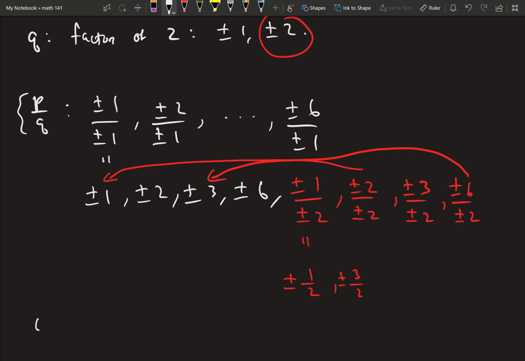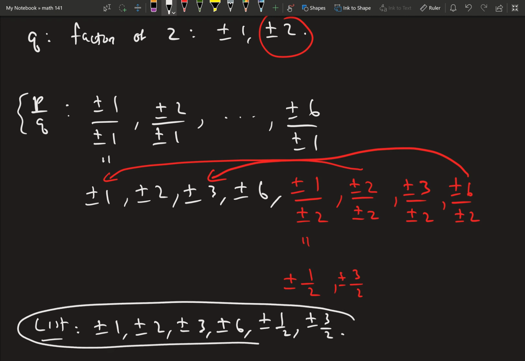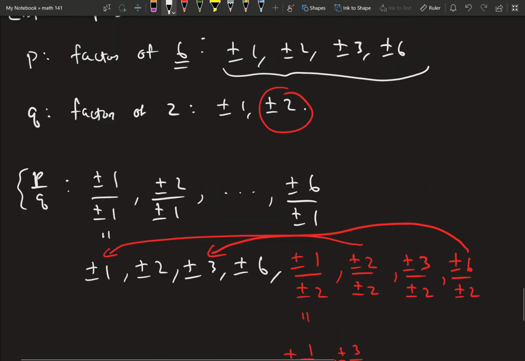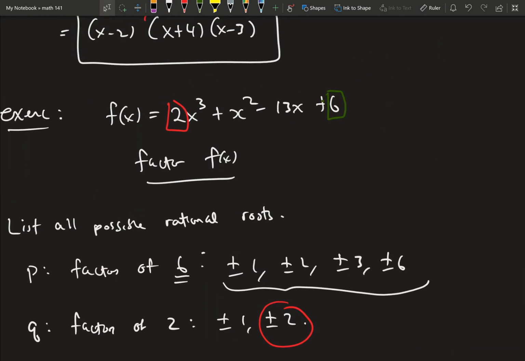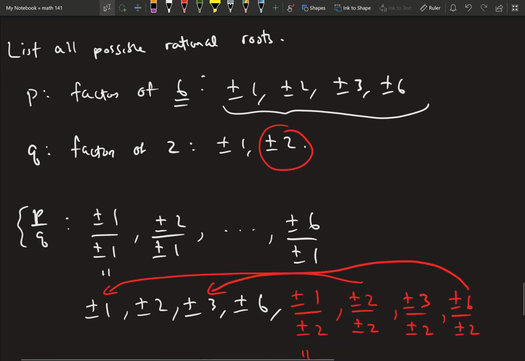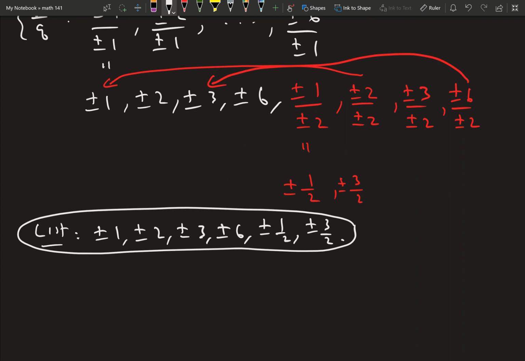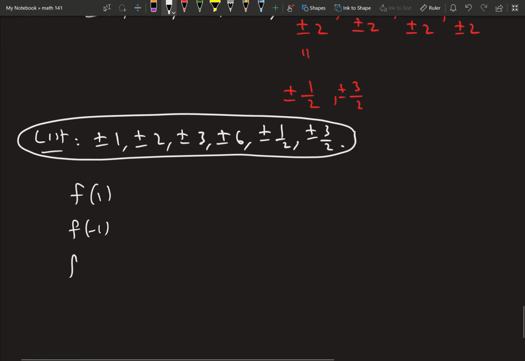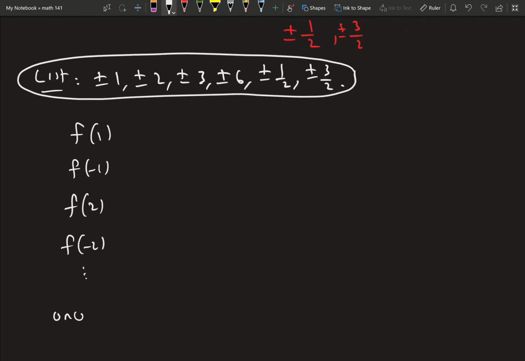So overall, your list is plus or minus 1, plus or minus 2, plus or minus 3, plus or minus 6, plus or minus a half, and plus or minus 3 halves. That's your list of possible rational roots. So what you're going to do now is go ahead and try these out. Start with the integer values. So plug in, find f of 1, f of minus 1, f of 2, f of minus 2, and so on.